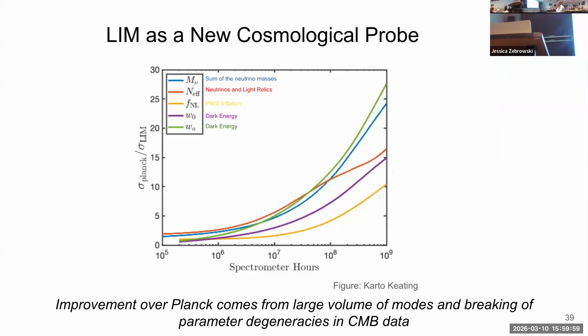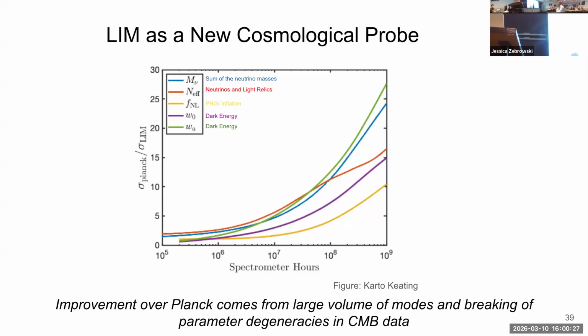In short, I think this plot really encapsulates some of my hopes for line intensity mapping as a new cosmological probe. In the legend here, you have a bunch of your favorite cosmological parameters: the sum of the neutrino masses, neutrinos and light relics, primordial non-Gaussianity, inflation, dark energy. The y-axis is how good your error bar will be relative to Planck, how many times better than Planck, which is state of the art for a lot of these things.